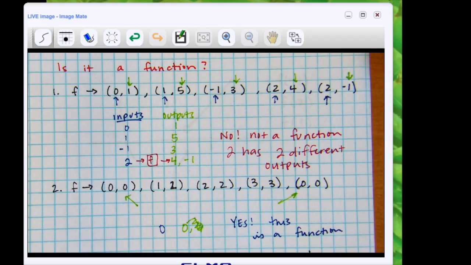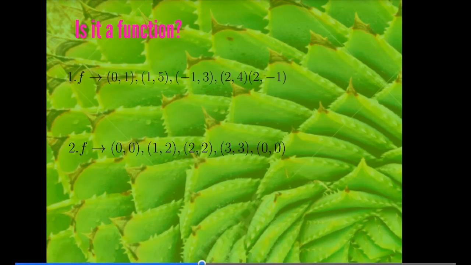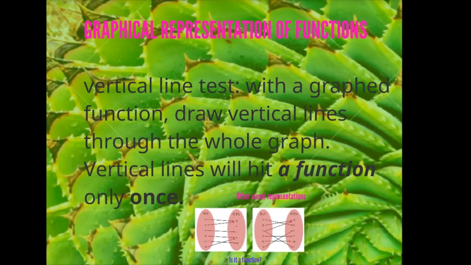Okay, and with that, we're going to move on. So far we've talked about how to identify functions based on given inputs and outputs. But one easy way, or easier way, to determine whether a set of values is a function is to graph it. And this is for those visual learners out there who really appreciate looking at graphs or figures.